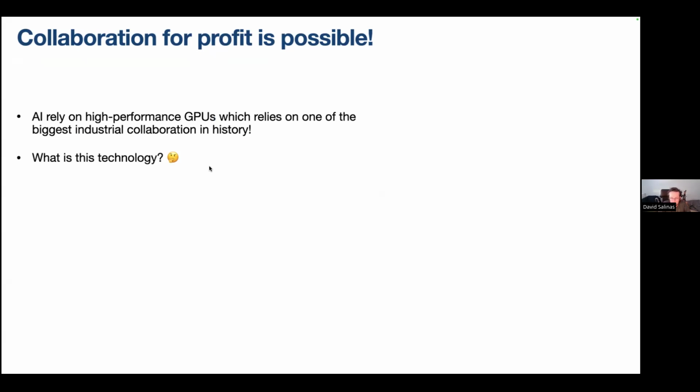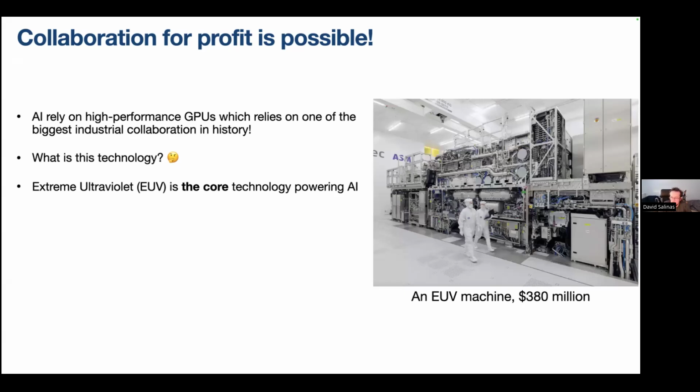Actually, let me ask: does anyone know which technology I'm referring to here? I see the chat message. Wafer making? Yes, exactly. In particular, I'm referring to extreme ultraviolet, EUV lithography, which is really the core technology that powers AI. So that's an EUV machine. It costs about 400 million.